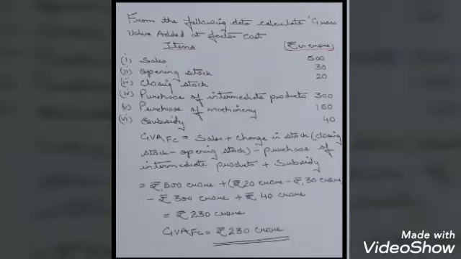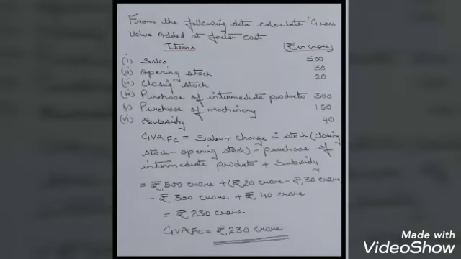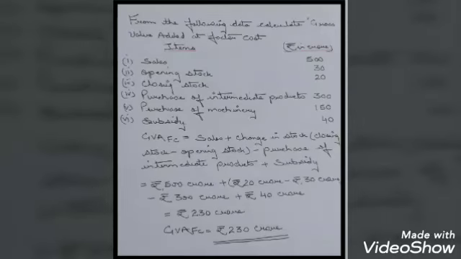So let's put the values. Sales is rupees 500 crore plus change in stock. Closing stock is 20 crore. Opening stock is 30 crore. So you get a negative value, so it will be minus change in stock. Then minus purchase of intermediate products, which is rupees 300 crore, and plus rupees 40 crore, which is subsidy, and you get a value of rupees 230 crore. So your gross value added at factor cost is rupees 230 crore.